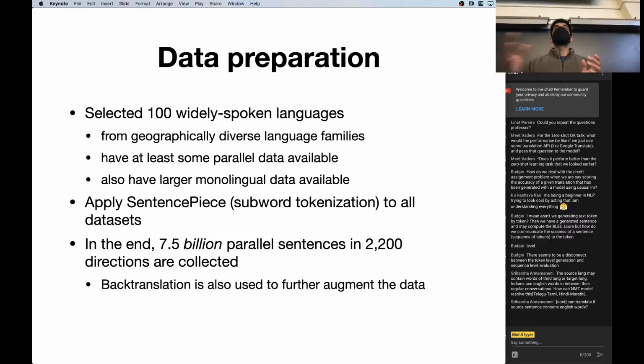And these data are in 2,200 different directions, so language A to language B. And they use back translation to further augment their data to get even more than the 7.5 billion. They also try to limit how much each language has. In their paper, they talk about sampling approaches to downsample common language pairs and upsample rare ones. It's the same as in mT5, if you're training a language model. I forget how similar the two approaches are, but you can check it out in the paper.